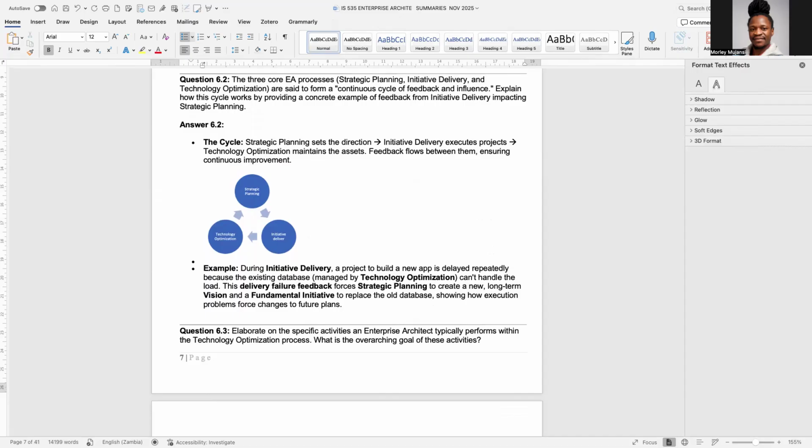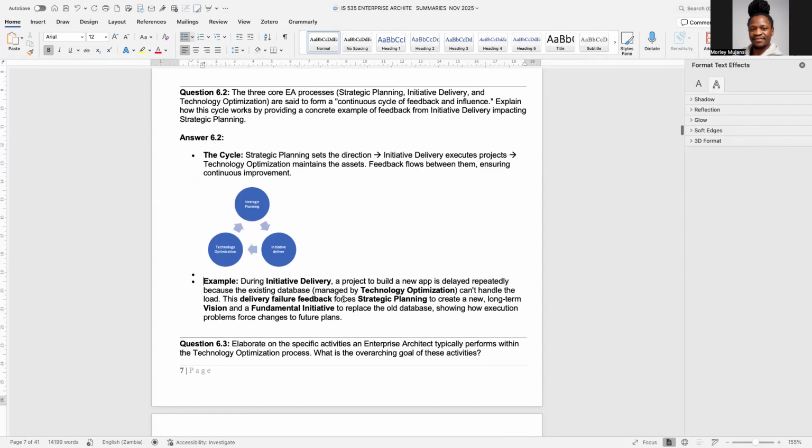So an example is during initiative delivery, a project to build a new application is delayed repeatedly because the existing database, which is managed by technology optimization, can't handle the load. This delivery failure feedback forces strategic planning to create a new long-term vision and the fundamental initiative to replace the old database, showing how the execution problems force changes to the future plans. Okay, so now for a concrete example that we've given, what we're saying is that this delivery failure, the execution problem, is feedback.